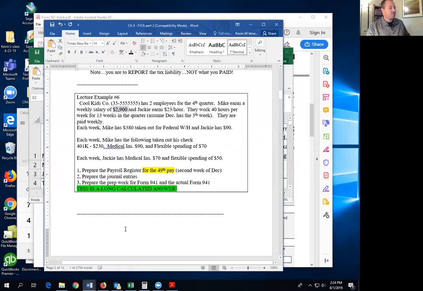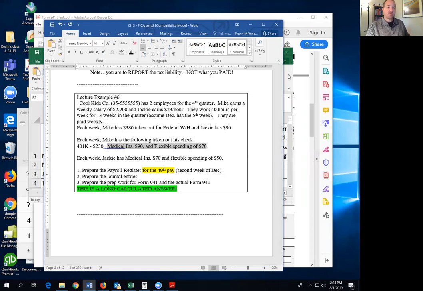So when I go back into the problem, it says for Mike, and remember the 230, the 401k is taxed for FICA. We're going to find that it isn't for federal. But I know that the medical insurance is not taxed, as well as the flexible spending.